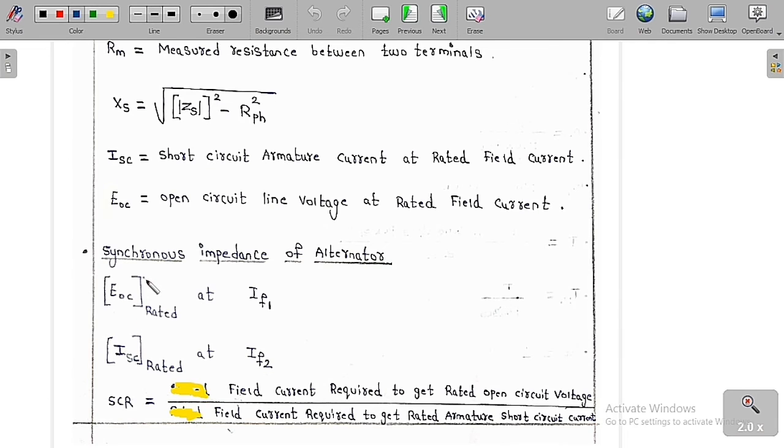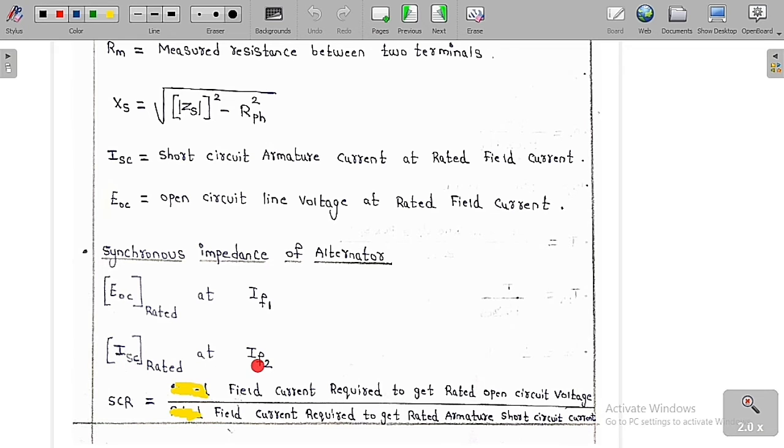Listen carefully. How do we figure out the synchronous impedance of the alternator? See from this data: in the question they give the rated open circuit voltage, which is basically the line voltage. So EOC is a rated value, the open circuit rated voltage, basically the line voltage, at field current IF1. Now the short circuit rated current at IF2 is called the rated armature short circuit current.